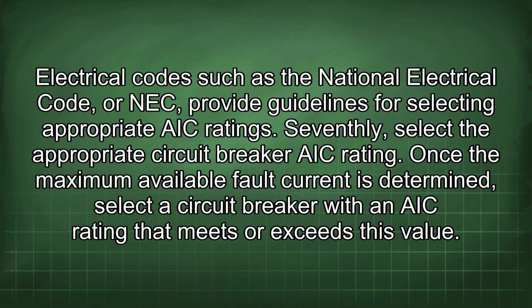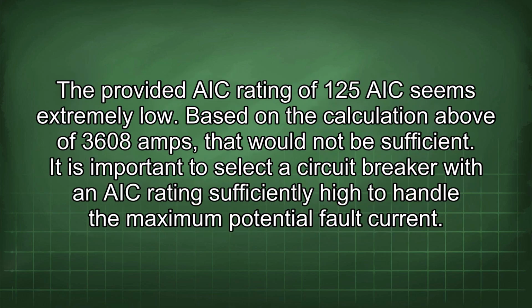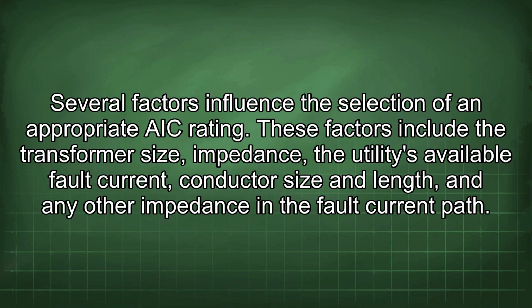Seventhly, select the appropriate circuit breaker AIC rating. Once the maximum available fault current is determined, select a circuit breaker with an AIC rating that meets or exceeds this value. The provided AIC rating of 125 AIC seems extremely low. Based on the calculation above of 3608 amps, that would not be sufficient. It is important to select a circuit breaker with an AIC rating sufficiently high to handle the maximum potential fault current.